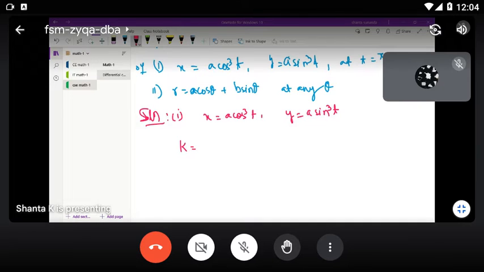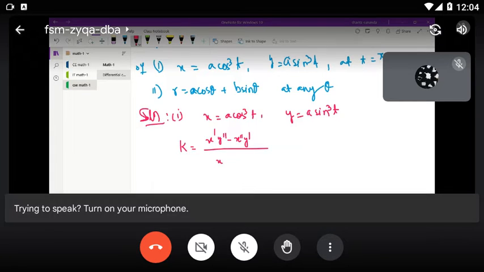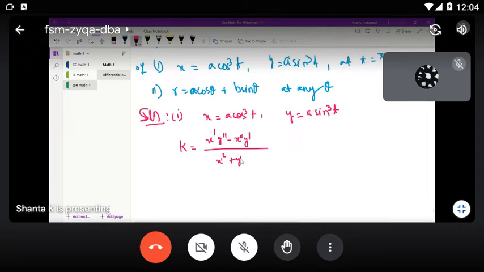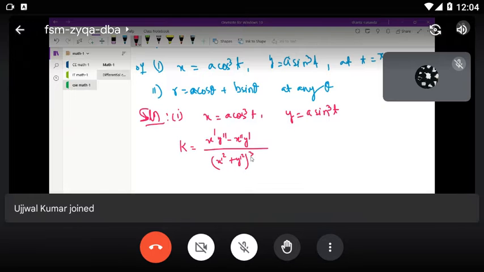x dash, yes. The curvature is x dash y double dash minus x double dash y dash, divided by x dash square plus y dash square, whole power 3 by 2. So we have to find the derivatives.